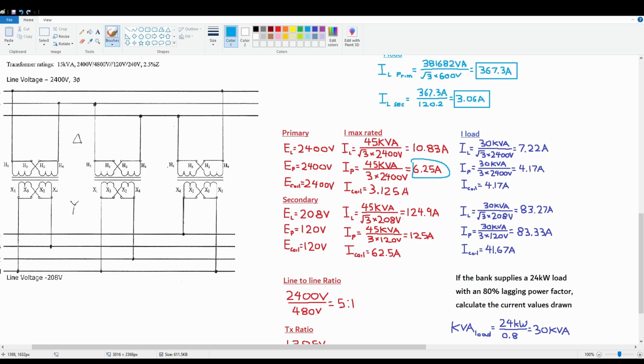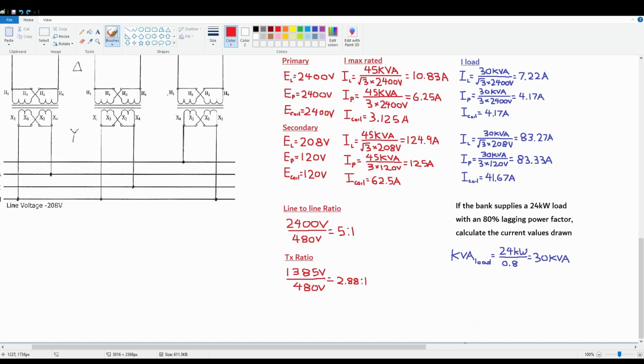You get 6.25 amps. Our coil current will be half of our phase current, because when we're connecting in parallel, the current coming in will split up. So each coil will be getting half of the phase current, which is 3.25 amps. 1.25 amps, yeah. So now secondary side, same story. Do the same thing here, and then that'll be half of that.